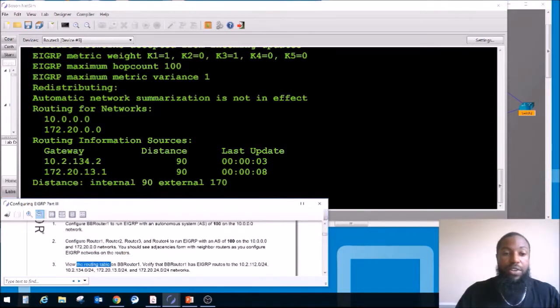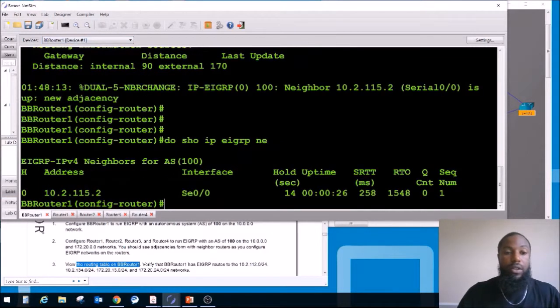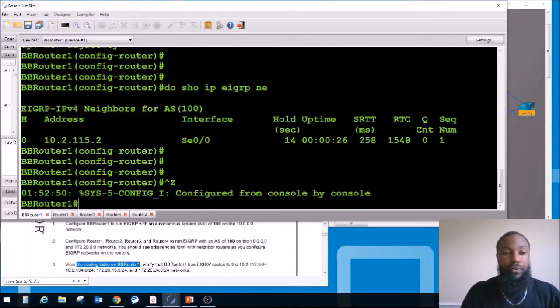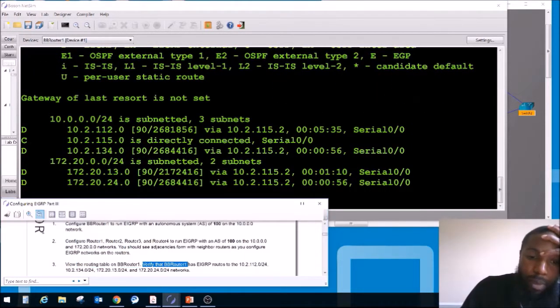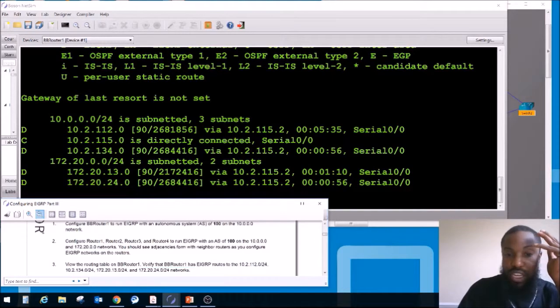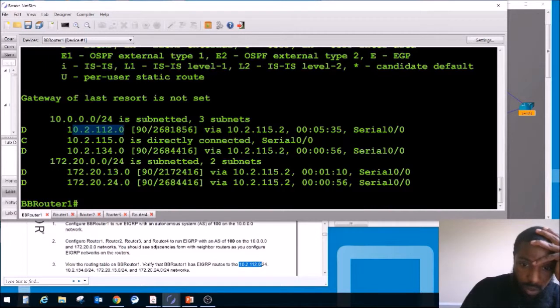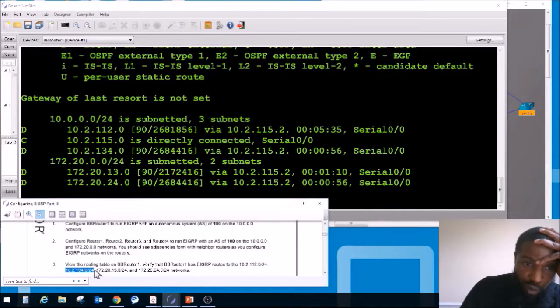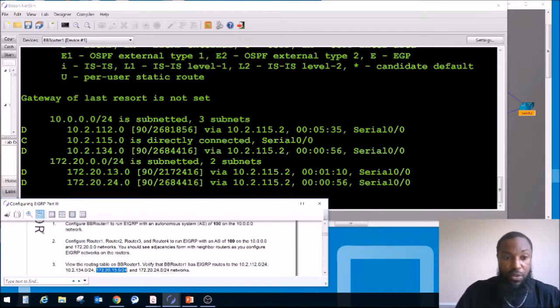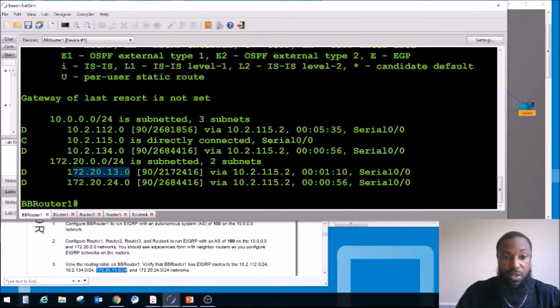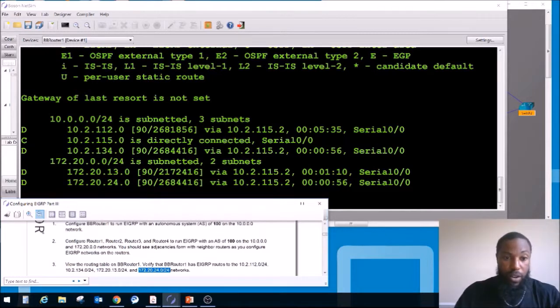Step 3 says view the routing table on backbone router 1. So we're going to go to backbone router 1. How do we view the routing table? Show ip route. Verify that backbone router has EIGRP routes to the 10.2.112.0 network, which is right here. We do. And the 10.2.134.0 network, right here. 172.20.13.0 network, right there. And 172.20.24.0 network, right there. So we do have that.